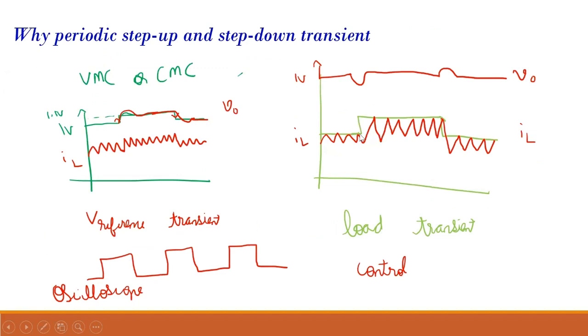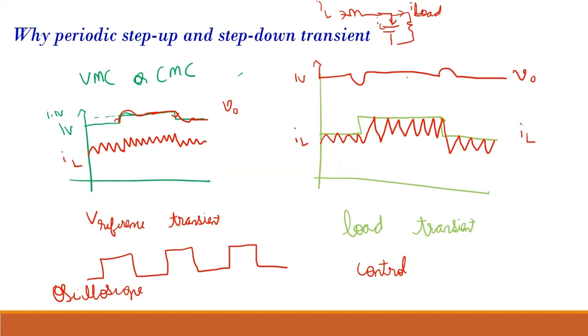If the load current is increased, because the inductor current has not increased yet, there's the capacitor, and this is your load. This is your IC and this is your I load, and this is actually your inductor, IL. So because your load current has increased, your IL cannot change instantaneously. So your IC will start discharging. When IC starts discharging, the output voltage will fall. That is the reason.